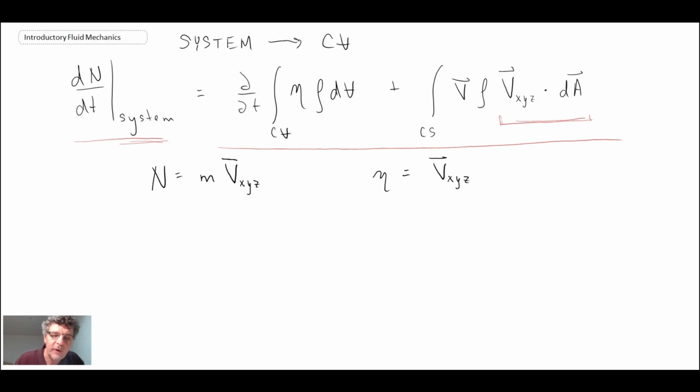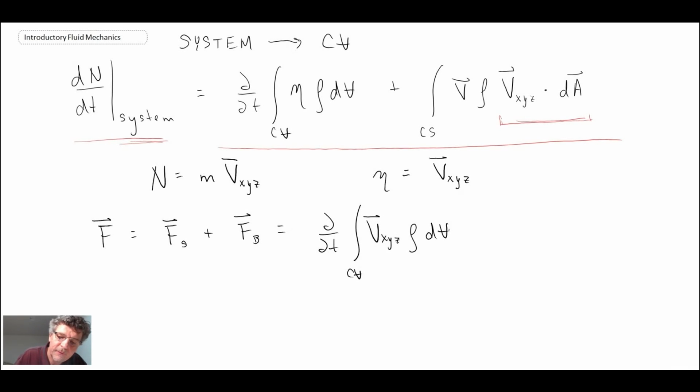so what we end up with for the case of linear momentum, the force balance that we have from F equals ma, we have surface forces plus body forces, and then on the right hand side we have our time rate of change integrated across the control volume, and our velocity here is measured with respect to the control volume.